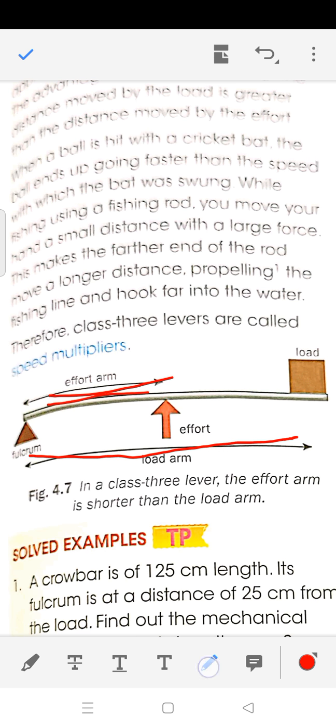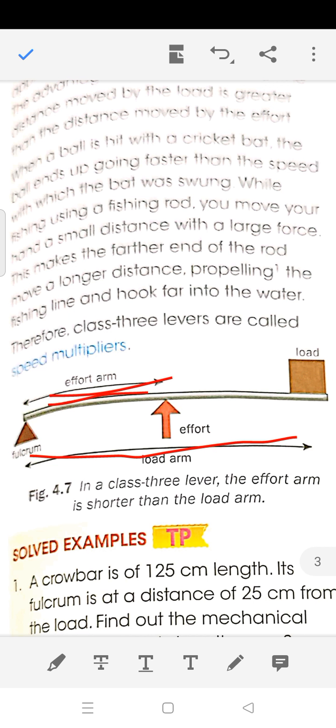So let me sum up. In class 1 lever, MA can have any value. In class 2 lever, MA is greater than 1, and in class 3 lever, MA is less than 1. Okay, so study up to here. In the next video, we will go ahead.